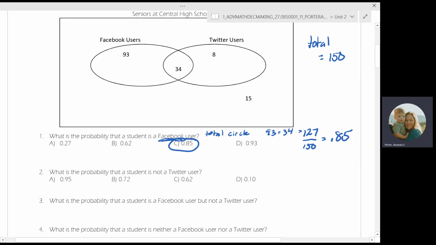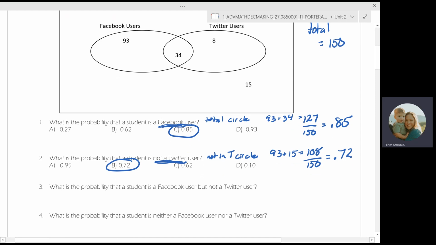So what's the probability that a student is not a Twitter user? Okay, so not Twitter. Not Twitter means the numbers that are not in the Twitter circle. So the numbers that are not in the Twitter circle are 93 and 15. So 93 plus 15 is 108 over 150. Again, we've got this as a decimal. So 0.72 is my answer.